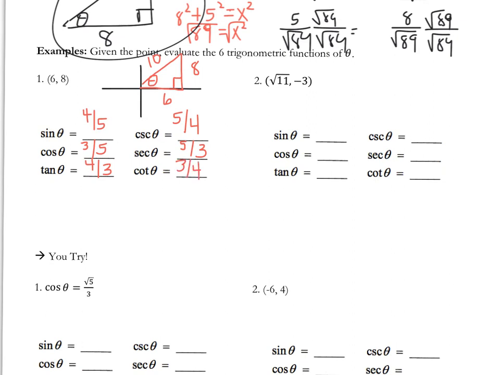So if we do number 2, again, I draw a coordinate plane. I'm going to go over square root of 11, and since it's -3, I'm going to go down 3. Now I connect that with my origin. Here's my right triangle, my right angle, so theta is always connected where the origin goes. Now I have to do the Pythagorean theorem. Square root of 11 squared is 11. 3 squared is 9 equals x squared. So I have 20 equals x squared. So I have 2 rad 5 as my hypotenuse.